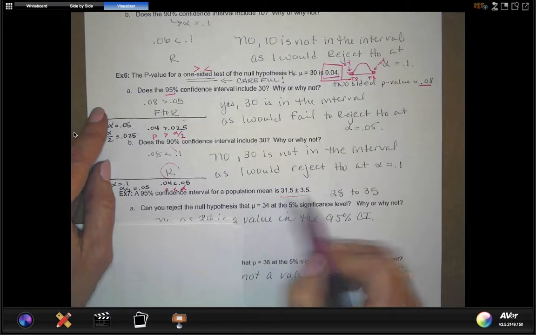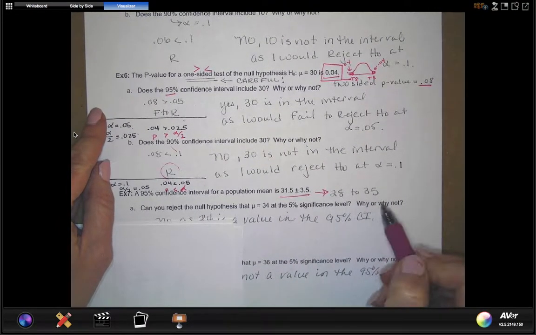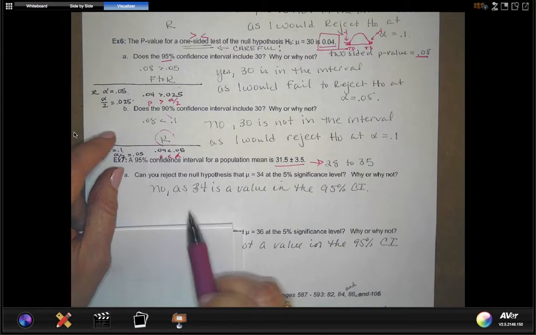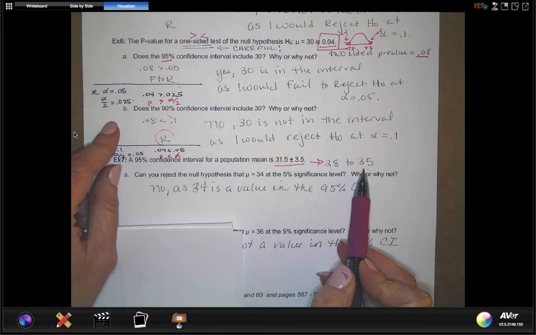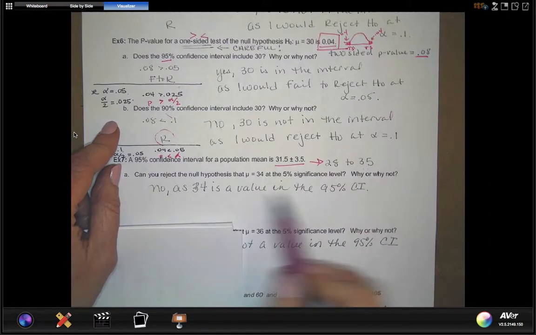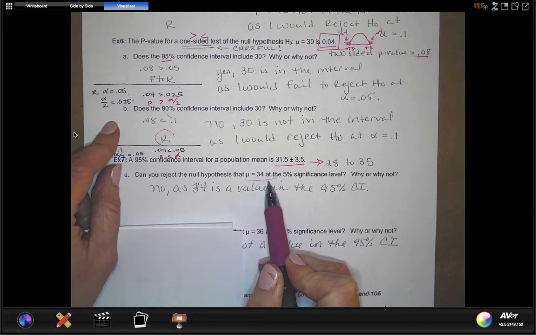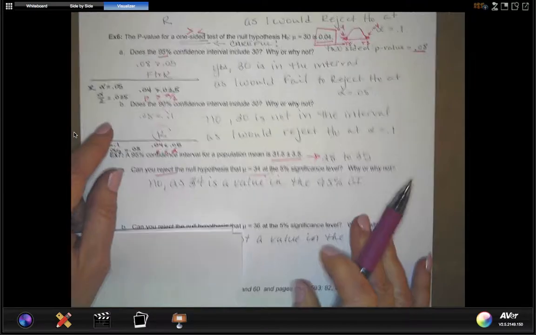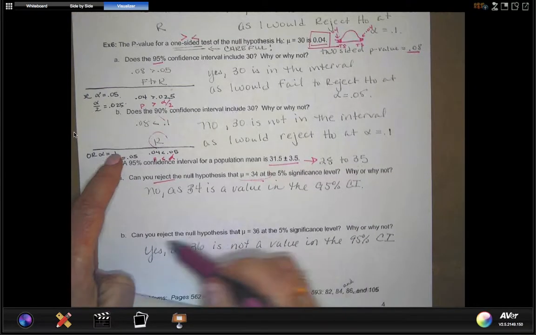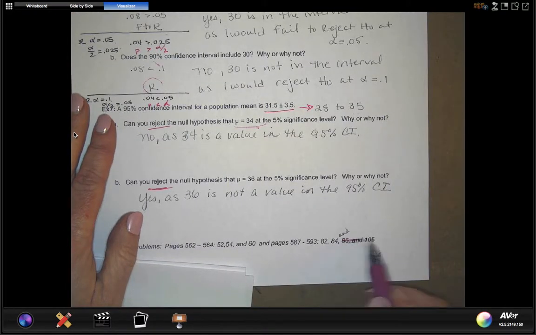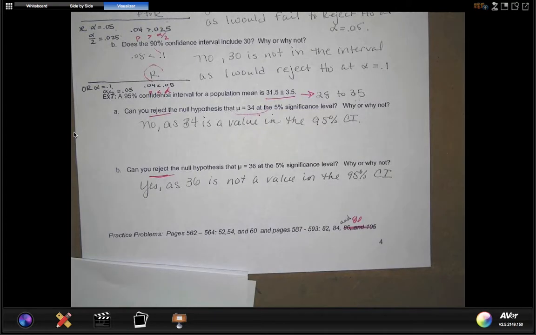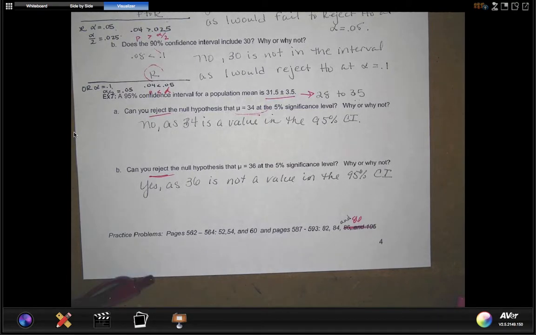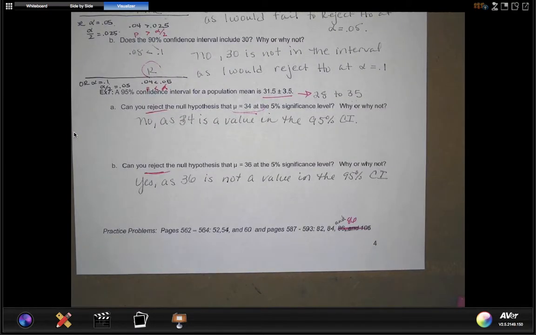For this one right here, what I did is I just found the interval. And then 34 is in the interval, so I'm not going to reject. 36 is not in the interval, so I am going to reject. Okay? This one, I think your packet's corrected, but it should be just 86. All right? And that is it for chapter 9.